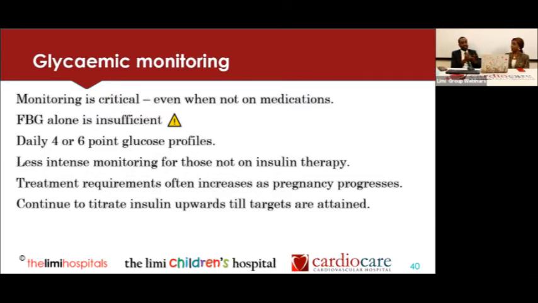So I've seen some people that are pregnant on insulin, and they were started on a so-so dose and they remained on that dose, and their sugar is not controlled. So what's the point of using the insulin? We should actually titrate the dose till the targets are attained. So I think that will summarize many of the medical components of the initial management.